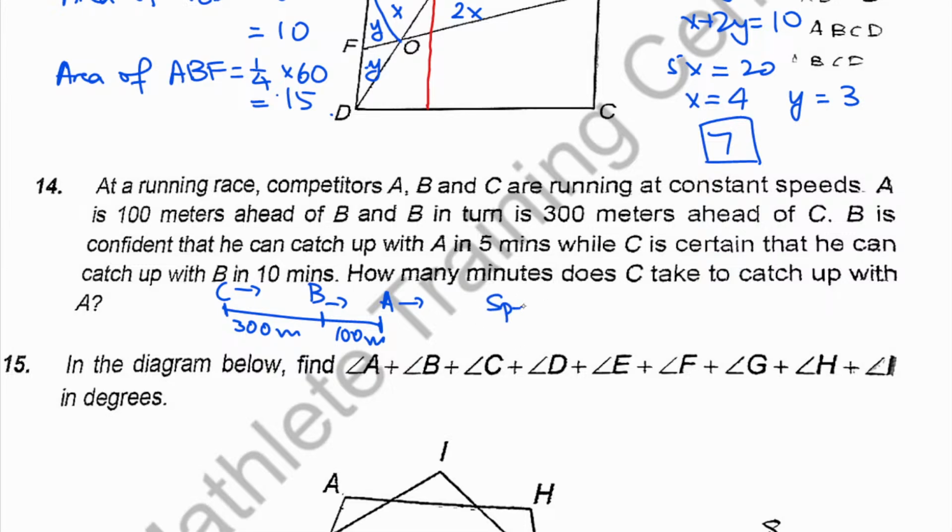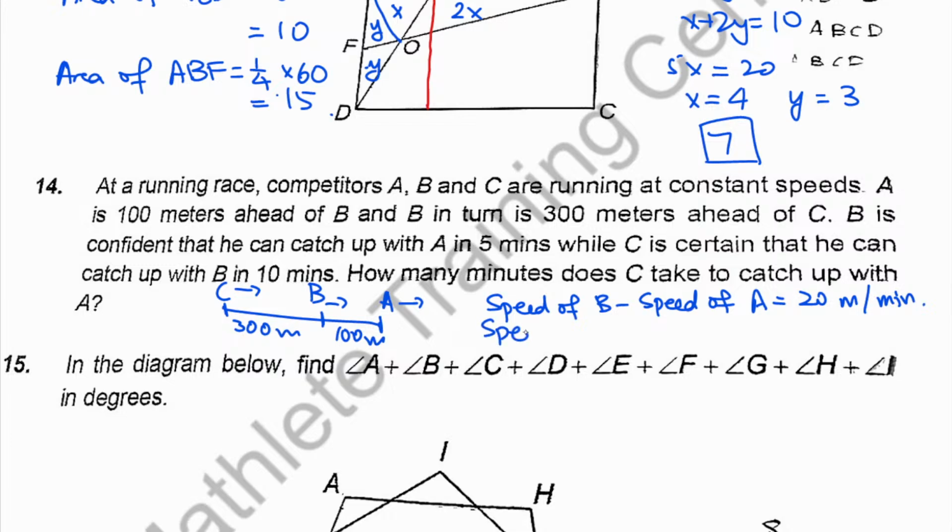So speed of B minus speed of A is equal to 20 meters per minute, right? Because in 5 minutes, B runs 100 meters more than A. So in every minute, B will have to run 20 meters more than A.